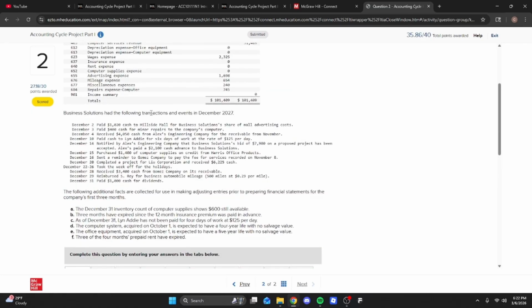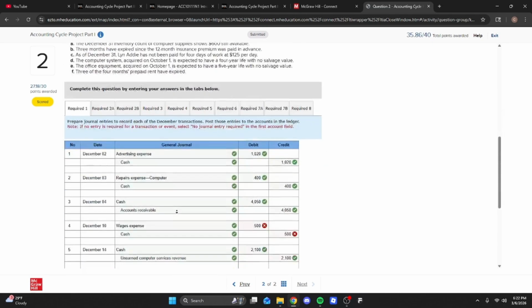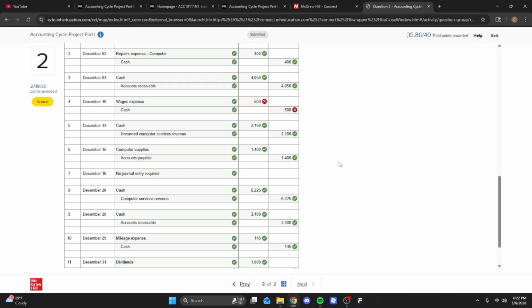We do that for all of the different transactions that were listed here, and we list them out into their respective journal entries by date, by title, by value.